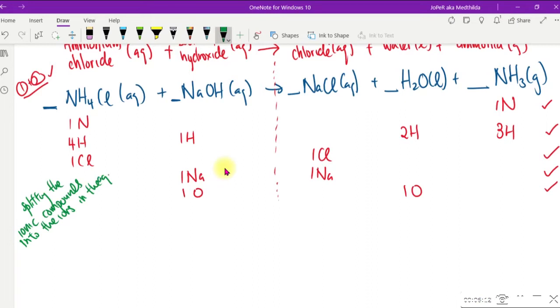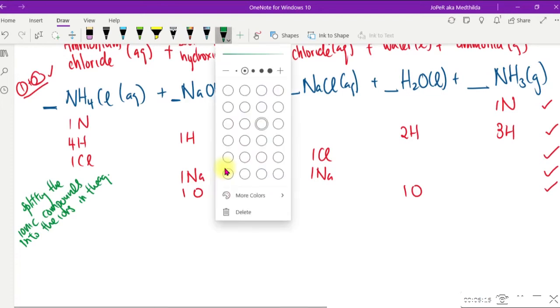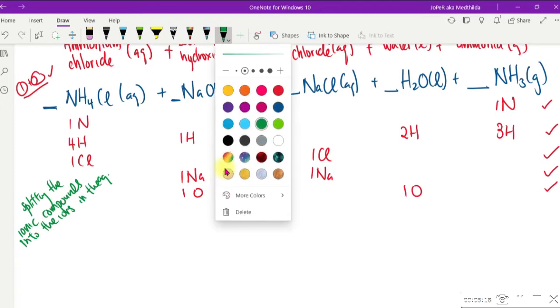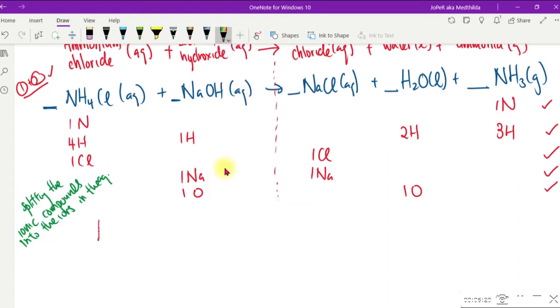Okay, so for ionic compounds in the aqueous states, I'm going to split them up into the ions. Let's use a different color here. First one, ammonium chloride. Do take note, there's actually a number 1 in front of all of this. So ammonium chloride, if I split them up, is actually NH4 plus aqueous.